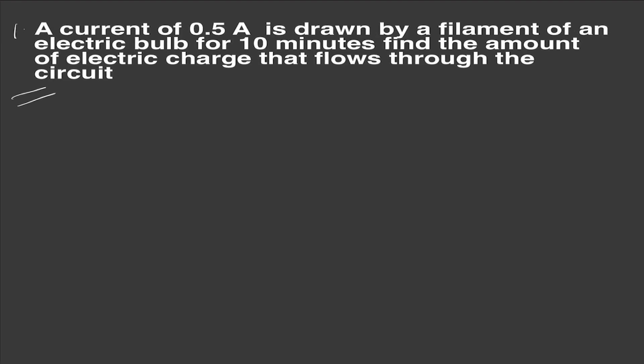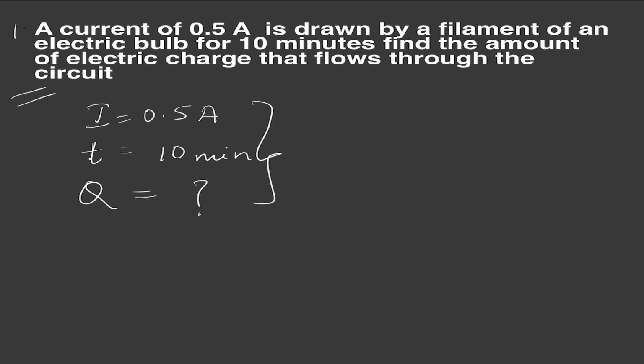Before solving any numerical, first let us write the given parameters. It is current that is given as 0.5 amperes. Next is time, that is given as 10 minutes. Then we are supposed to find charge. What is the symbol for charge? It is Q. Its SI unit is coulomb. So which is the formula which relates these three parameters? That is Q is equal to I into T.